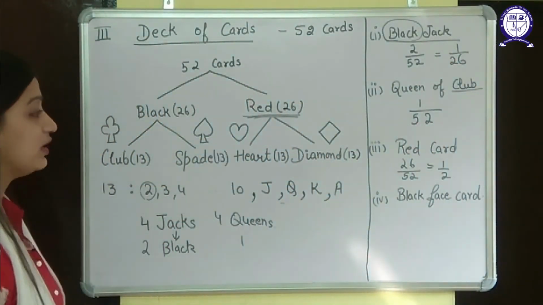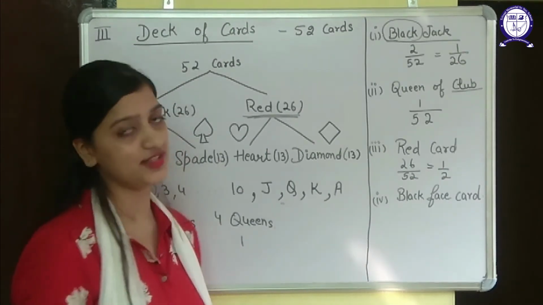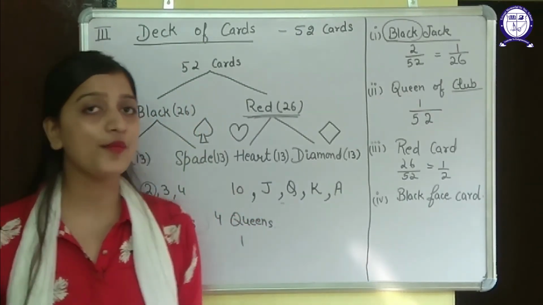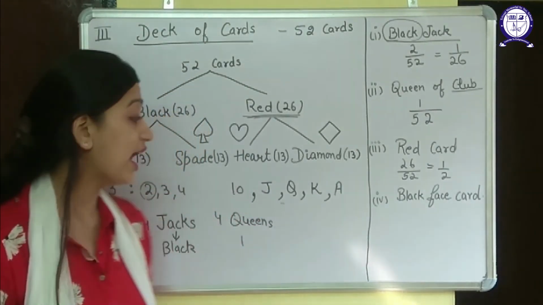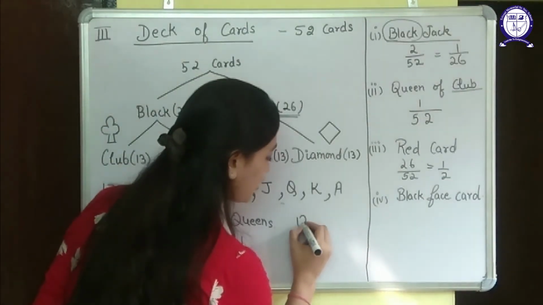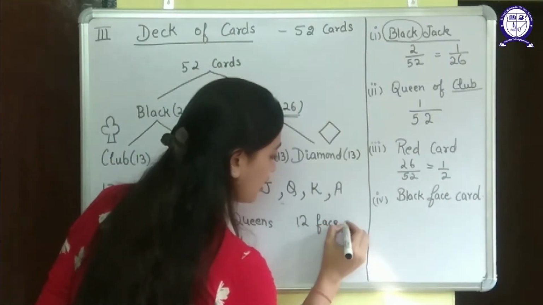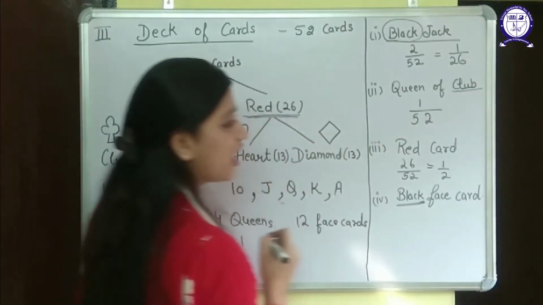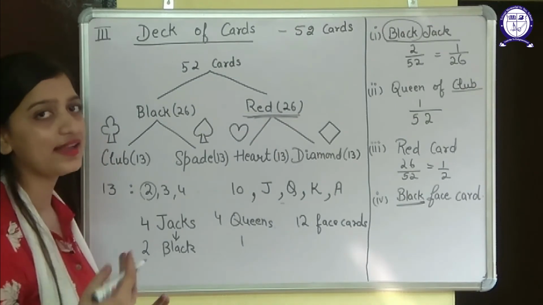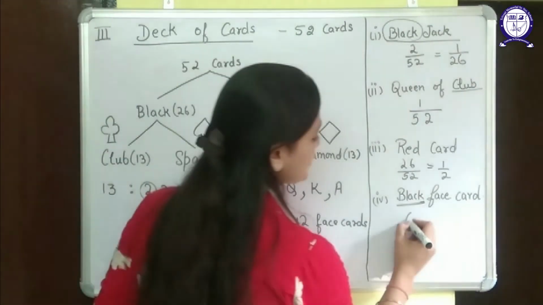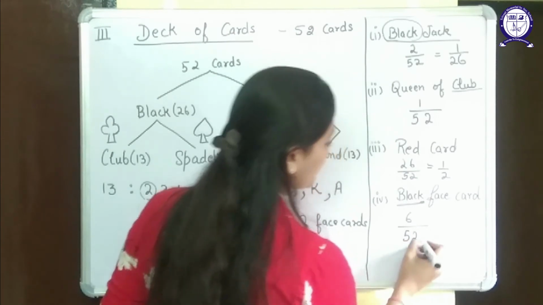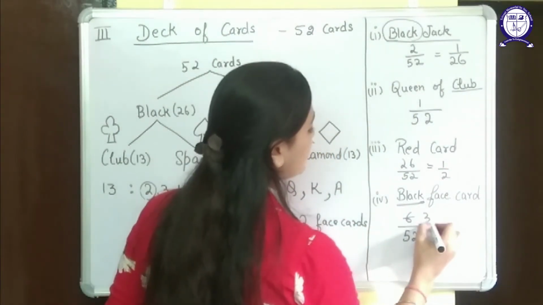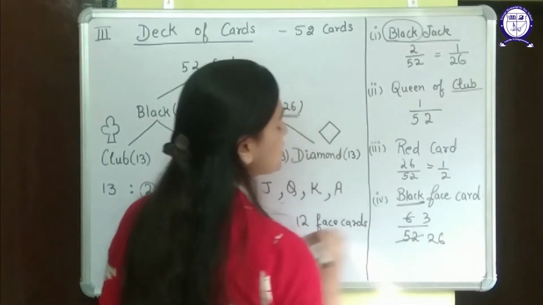Now the last part is black face card. Now what are the face cards which have faces on it? How many face cards are there? There are 12 face cards, and out of which it asks for black face cards. There are 6 black and 6 red. So it will be 6 upon 52. Okay. So it will be my 3 upon 26.